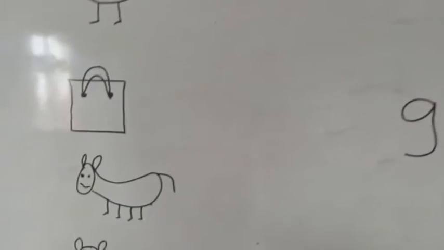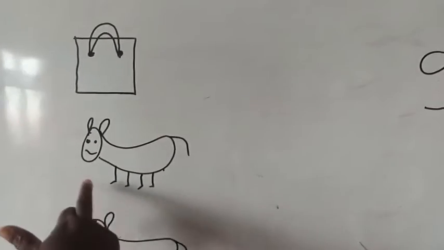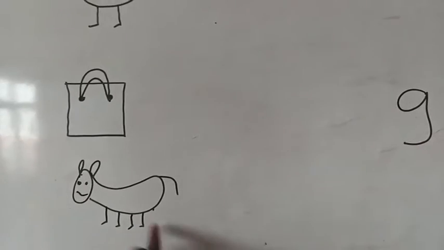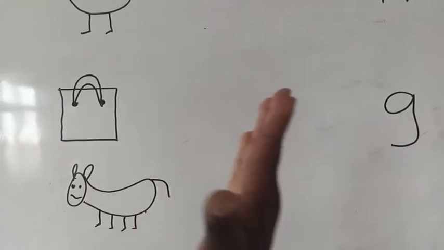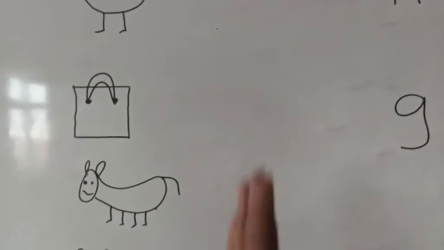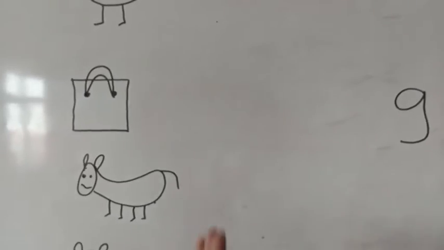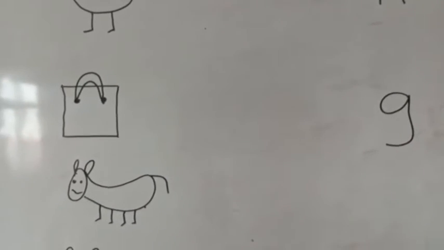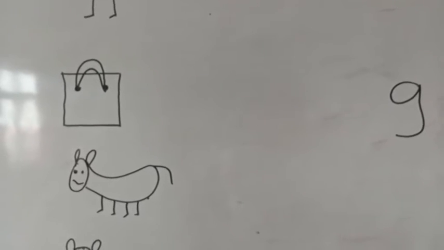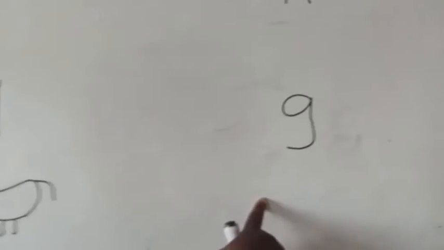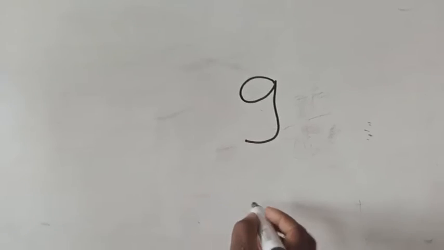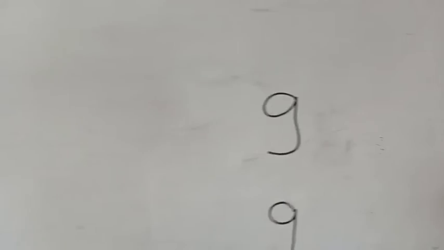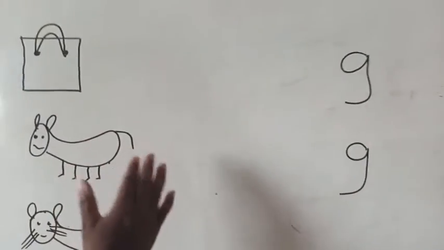Now let's look at the next object here. The next object here is dog. Now when I pronounce the word dog, you can still hear that the ending sound of dog is also g. So the same ending sound. So that is J.